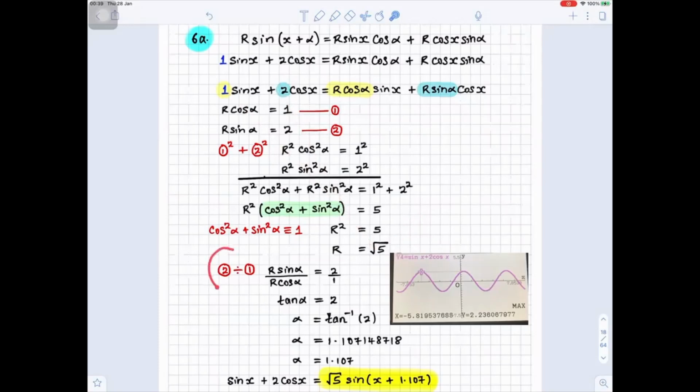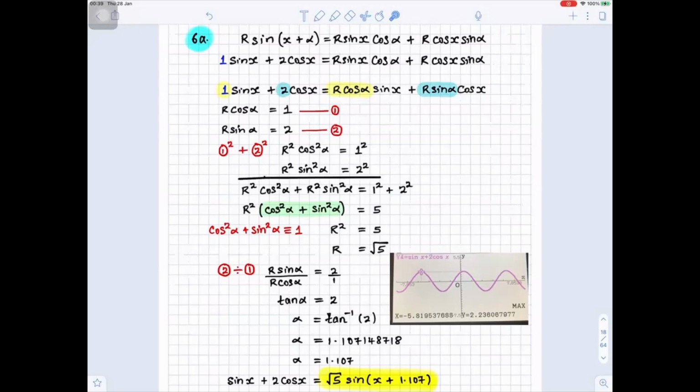Equation 2 divided by equation 1. R sin alpha divided by r cos alpha is equal to 2 divided by 1, which is 2. It becomes tan alpha. Alpha will be the inverse tangent of 2, and make sure your calculator is in radians, and you get 1.1071487, and alpha would be 1.107 when you round it to 3 decimal places. So what they're saying is sin x plus 2 cos x is root 5 sin(x plus 1.107).